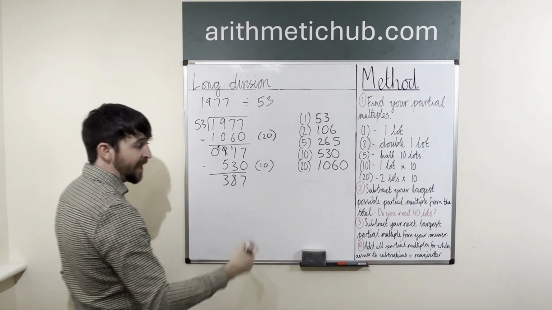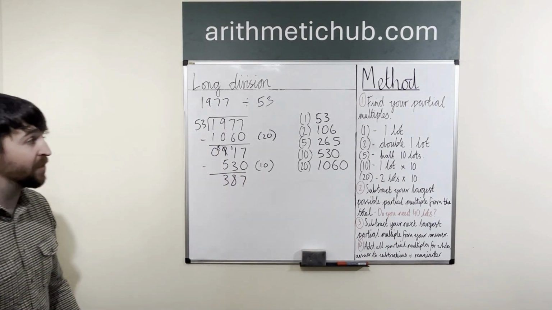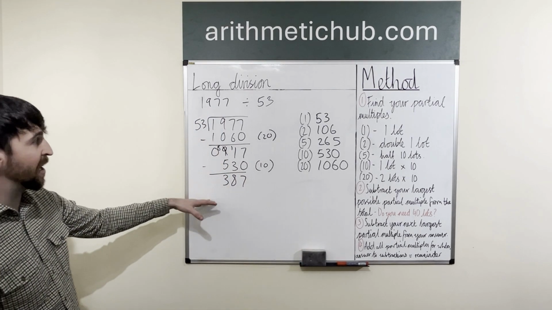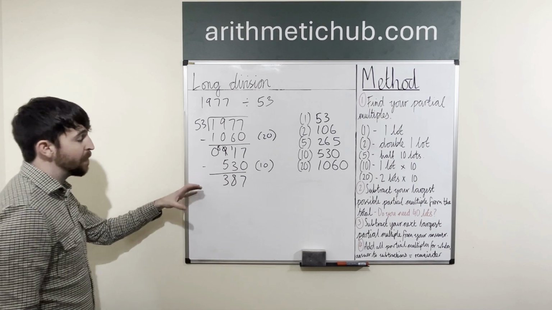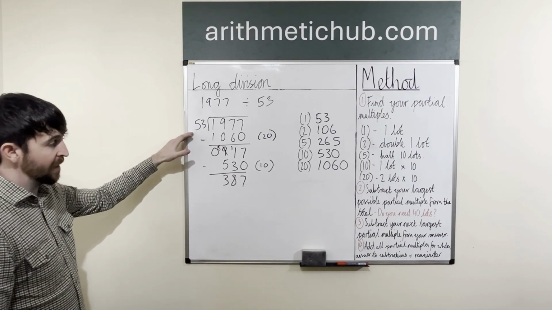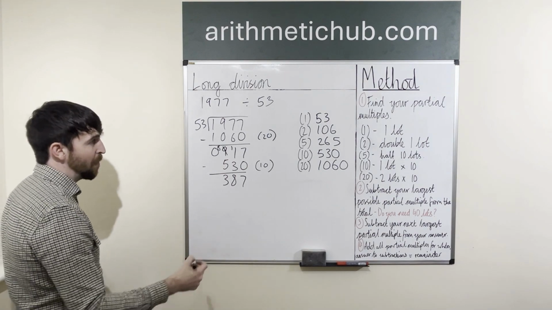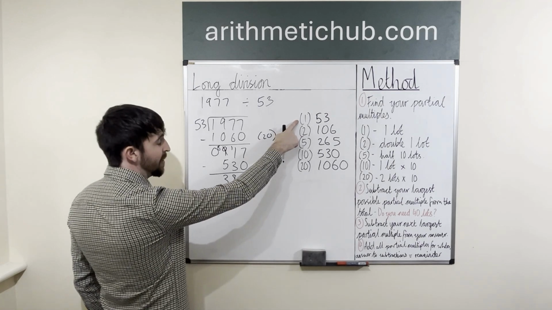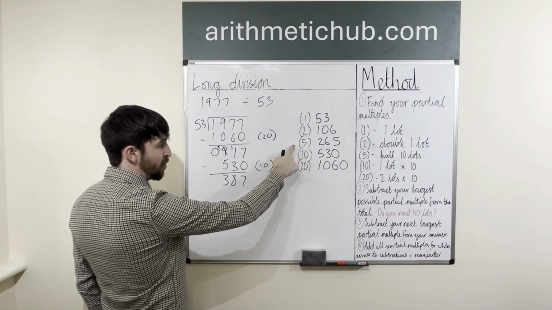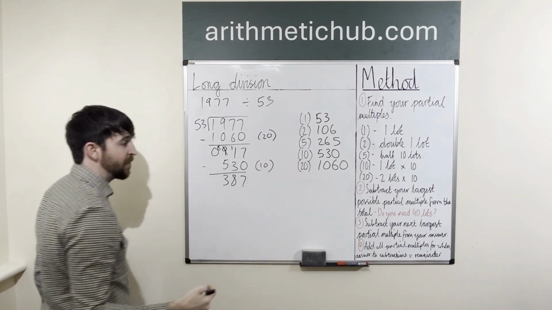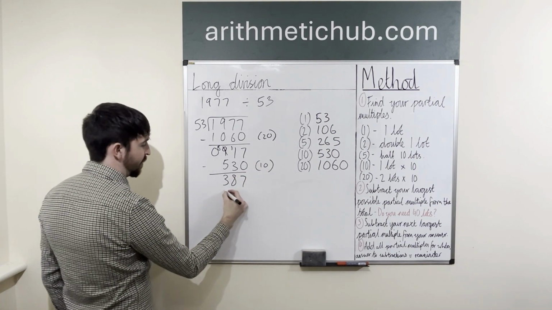Now I need to go back to my method, subtract my next largest partial multiple from my answer. So I'm going to need to go again, aren't I? Because I can't say I've got a remainder of 387. That's far too big. We need my remainder to be lower than the number I'm dividing by. So 387. The next largest partial multiple I can subtract. Let's have a look. Well, I can definitely subtract 53. I can definitely subtract 106. I can subtract 265, but I can't subtract 530 again. I don't have enough, do I? So I'm going to subtract 265.